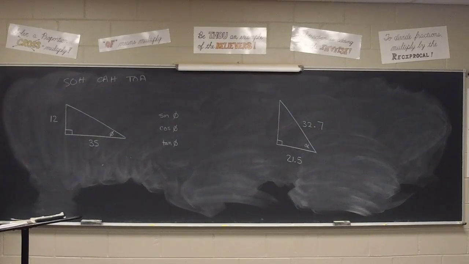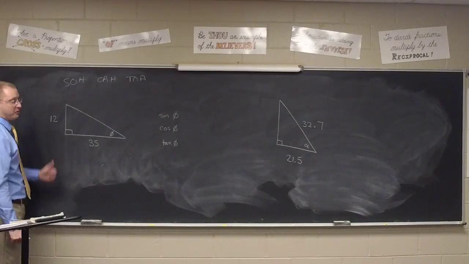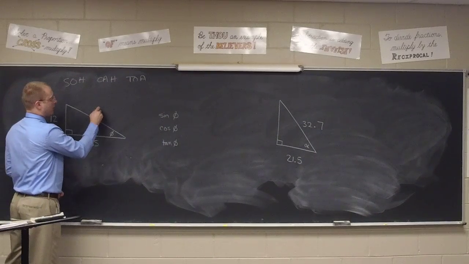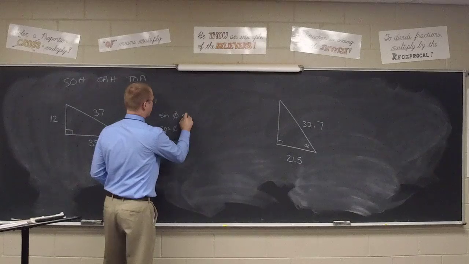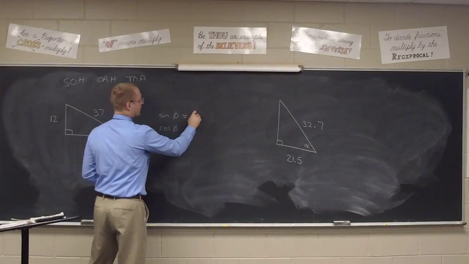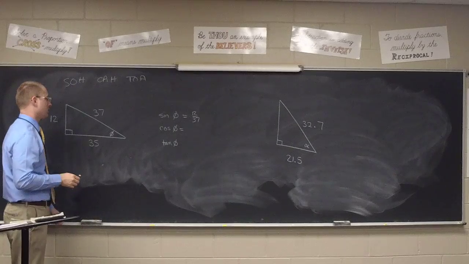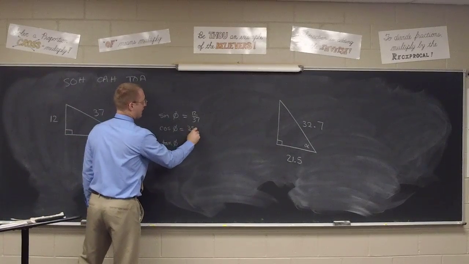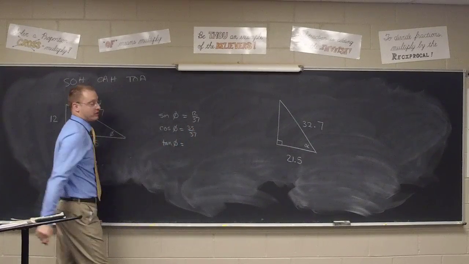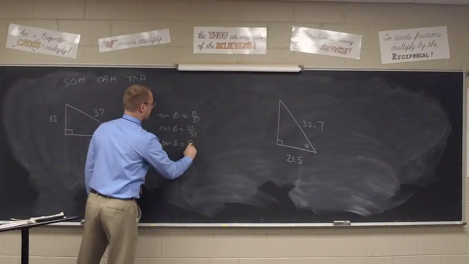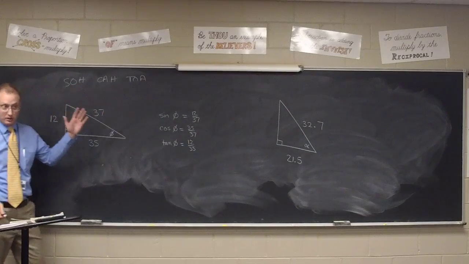All right, what is the length of the hypotenuse, first of all? Because we need that right off the bat. Class? 37. All right, what did you get for the sine of phi then, Chris? 12 over 37. Good, 12 to 37. What about the cosine of phi? Quentin? 35 over 37. 35 to 37. And Jamie, what did you get for the tangent of phi? 12 to 35. 12 to 35 is correct. So we get those same answers there.